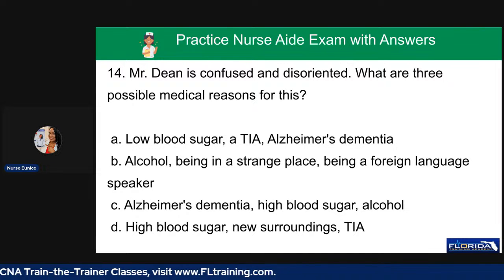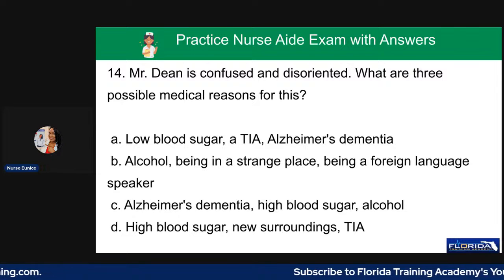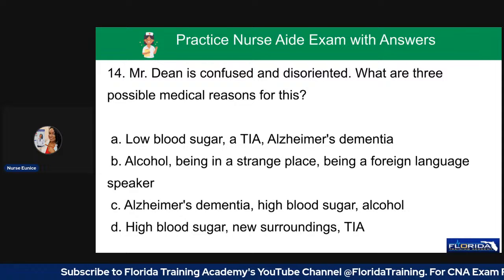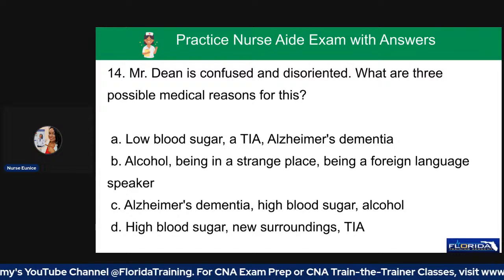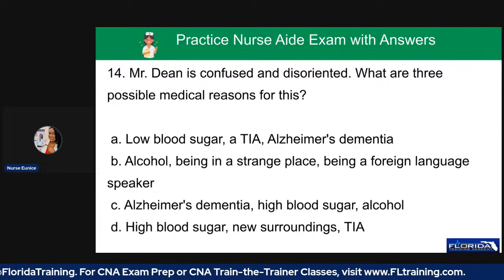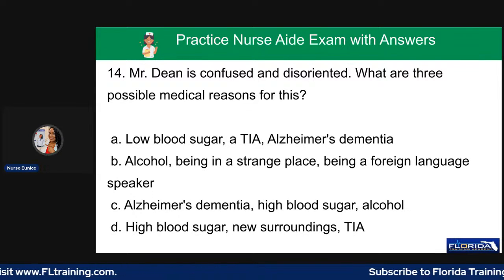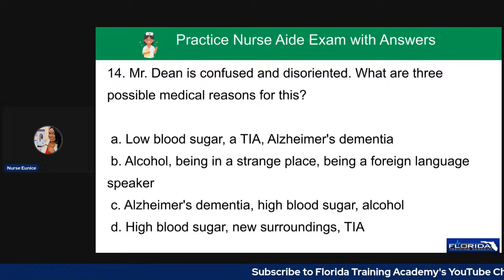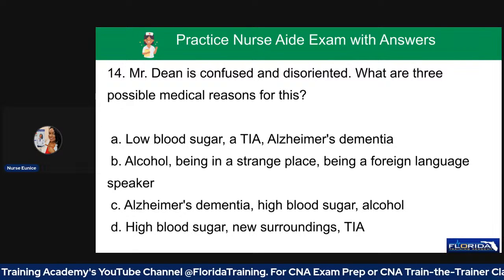14, Mr. Dean is confused and disoriented. What are three possible medical reasons for this? A, low blood sugar, a transient ischemic attack or a TIA, and Alzheimer's dementia. B, alcohol, being in a strange place, being a foreign language speaker. C, Alzheimer's dementia, high blood sugar, and alcohol. Or D, high blood sugar, new surroundings, and a TIA, which again is a transient ischemic attack or a mini stroke. What are three possible reasons for confusion and disorientation?